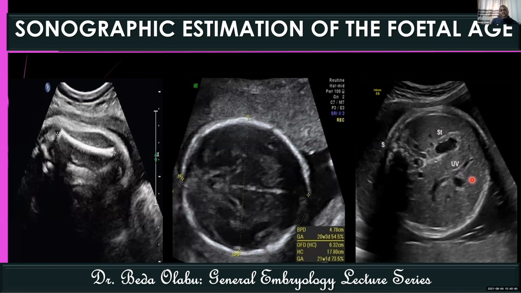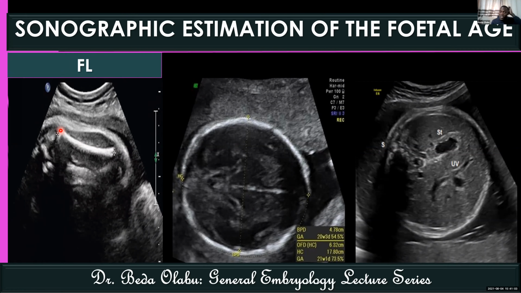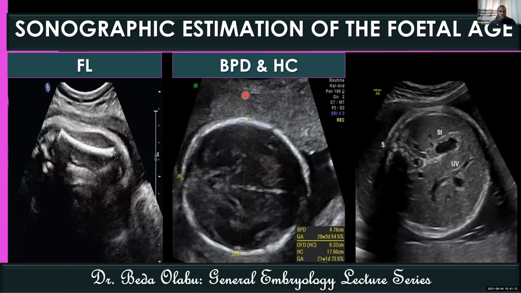Now we can look at the parameters that ultrasound uses, and reliably so, to estimate the age of the baby if the ossification has already taken place, which means that we are looking at estimation in the second and the third trimester. So there are four measurements which can be taken. The first one is femoral length. It simply means the length of the femur. The second one is called the head circumference, together with biparietal diameter. So biparietal diameter is this diameter from one parietal bone to another parietal bone through the thalami.